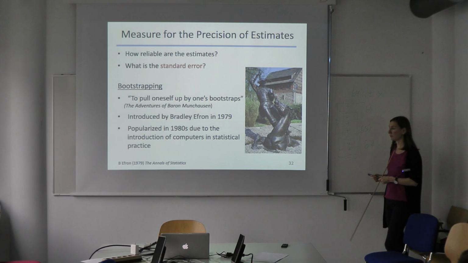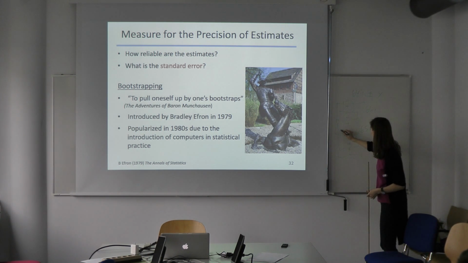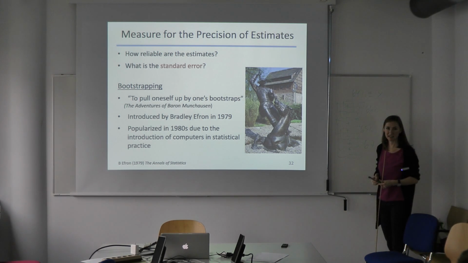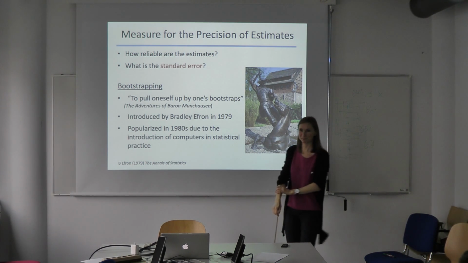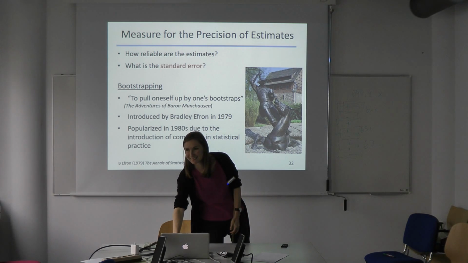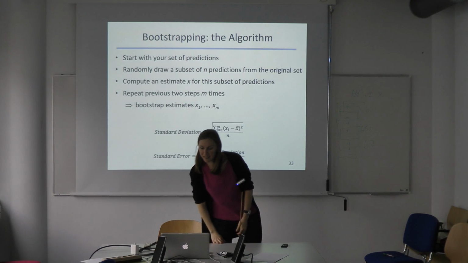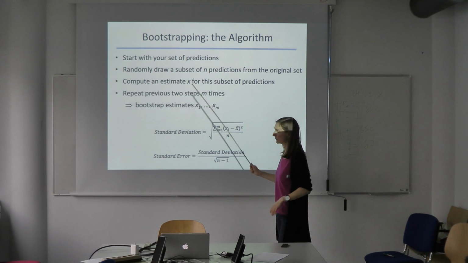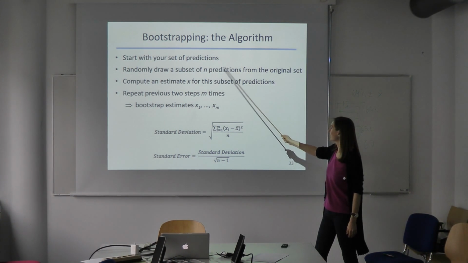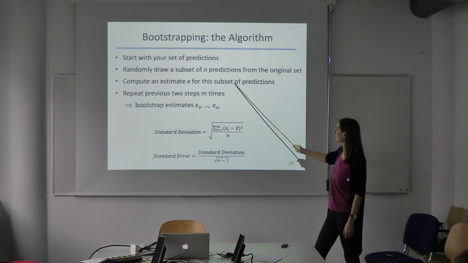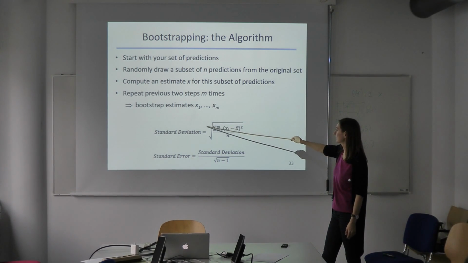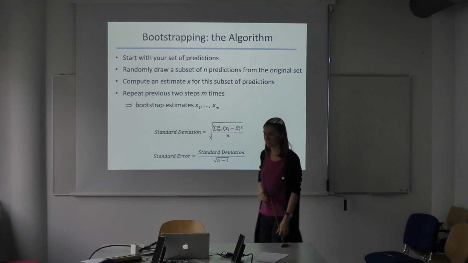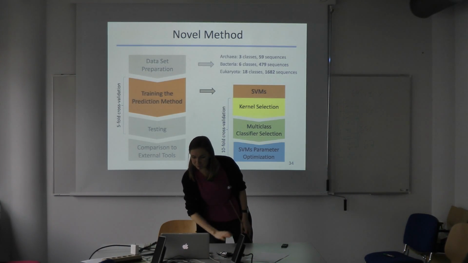This is bootstrapping. The subsets don't have to be consecutive. Two can be from here and three can be from here. But the idea is that you always get a subset from your predictions, and then you evaluate your predictions based on the subset. So that's bootstrapping, simple. Okay, everyone got it? Yes. So that's the more formal algorithm. You start with your set, you randomly draw a subset, you estimate your accuracy or your metric on the subset, and then you repeat it. Then you get your values and just apply the standard deviation and standard error formula. As simple as that.